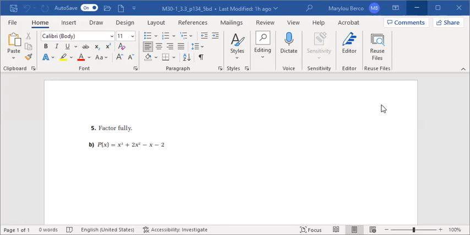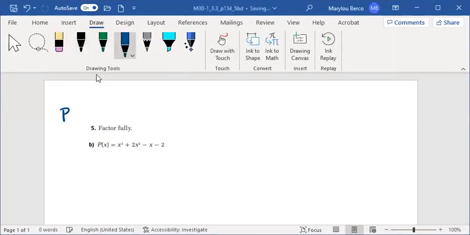Okay, we're looking at number 5 on page 134. Factor fully. P of x equals x cubed plus 2x squared minus x minus 2. So the possible zeros for the polynomial come from the constant term, -2. So possible factors are plus or minus 1 and plus or minus 2.